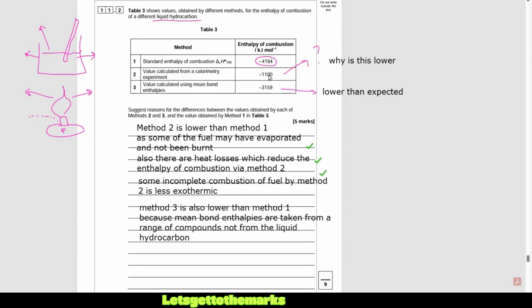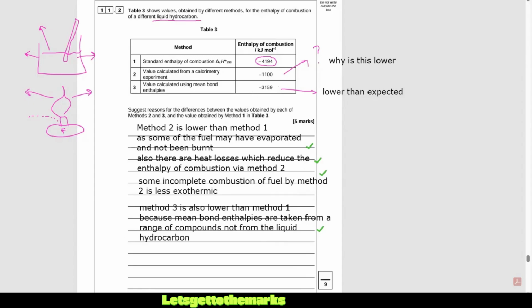It's not as out as that because you haven't got all the heat loss, you haven't got all the incomplete combustion, but you have got mean bond enthalpies from a range of different bonds, from a range of compounds. So that's going to get us a mark. So I think we probably got 5 marks here as well by stating that this one is lower and that one is lower as well, and then giving these explanations. But let's hit you with another one.